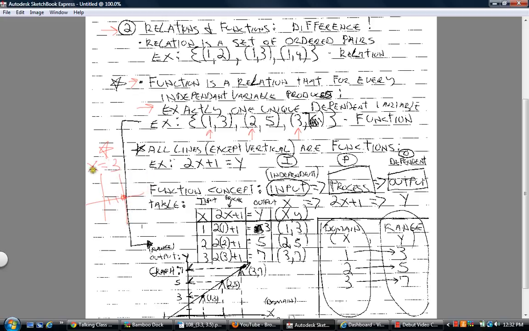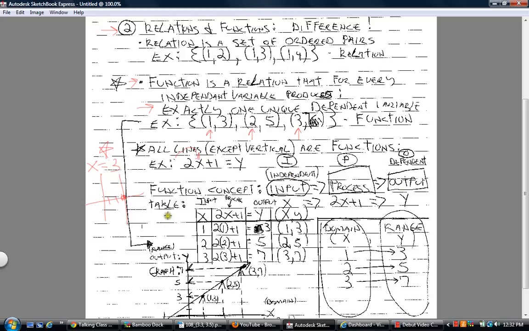Okay. So all lines except vertical are functions by definition, and that's because for every value of x that you choose, x is your input, you're going to put that value into the equation, say x equals 1. 1 times 2 is 2, 2 plus 1 is 3, and that was your output. So here's this function again: input, process, output.